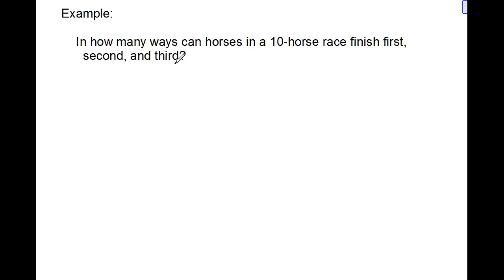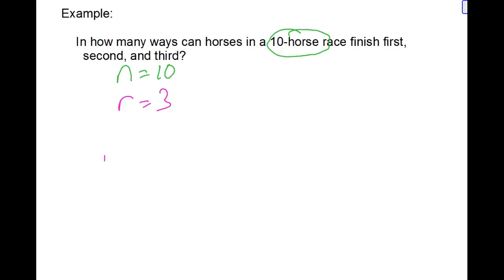So let's look at an example of this. In how many ways can horses in a 10-horse race finish first, second, and third? So my first thing is to figure out my total, my N. Well, my total is I've got 10 horses to select from. And I want to put them in order. The reason I know I want to put them in order is because first, second, third, the horse that comes in first could come in second, and that's a totally different order. And so my R here is going to be 3 because I'm looking at the top 3 positions.